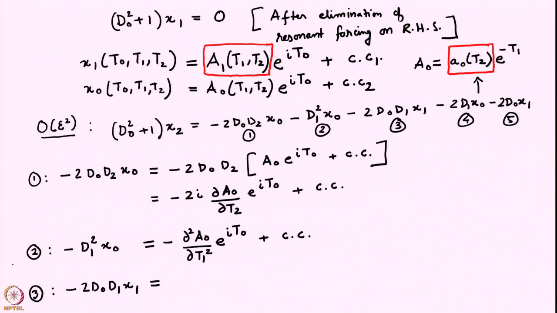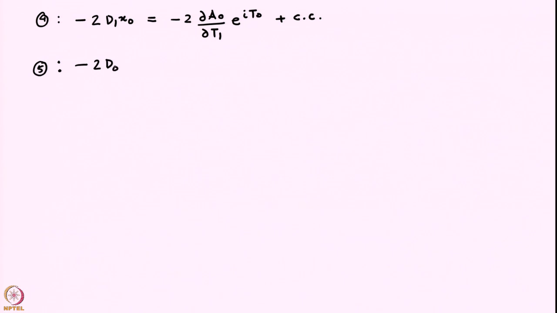So minus twice d0 d1 of x1 is just minus twice i del a1 by del t1 e to the power i t0 plus cc. The fourth term involves x0, and that is minus 2 del A0 by del t1 into e to the power i t0 plus its complex conjugate. And the fifth term is just minus d2 d0 x1, and this is equal to minus 2i A1 e to the power i t0 plus its complex conjugate.